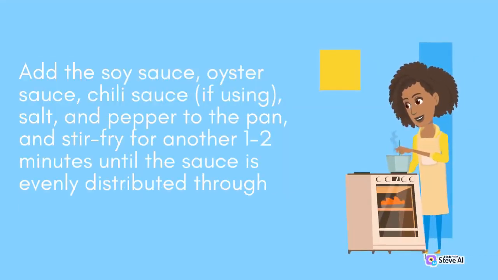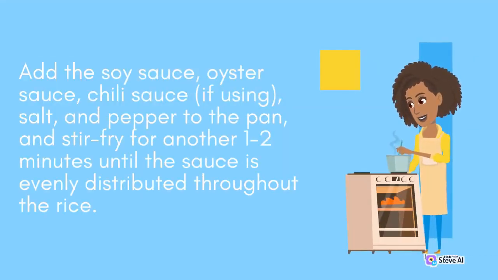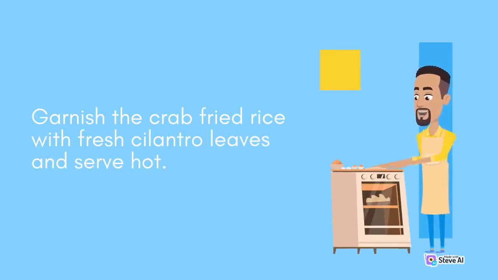Add the soy sauce, oyster sauce, chili sauce, if using, salt, and pepper to the pan, and stir-fry for another 1 to 2 minutes until the sauce is evenly distributed throughout the rice. Garnish the crab fried rice with fresh cilantro leaves and serve hot.